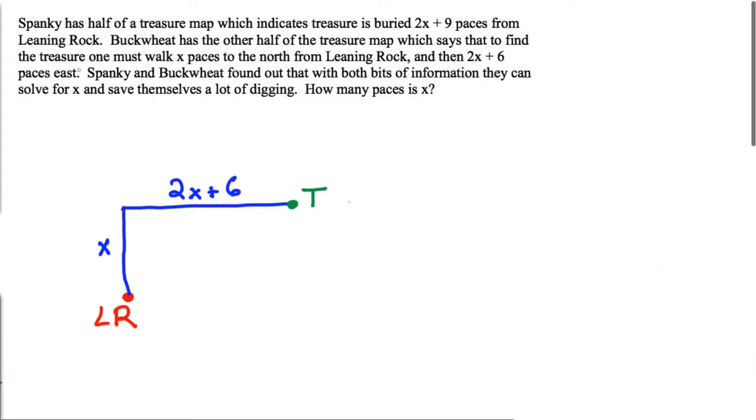Okay, now the other piece of information that we were given first, 2x plus 9 paces, that's just the distance from Leaning Rock to the treasure. So that's this side right there, 2x plus 9. So notice what we have is a right triangle, and we're trying to find what x is.